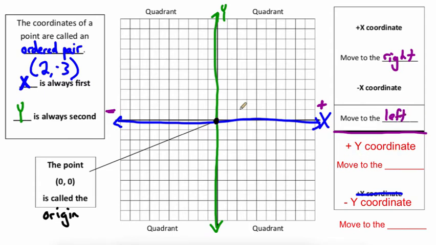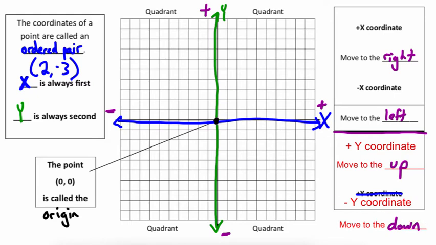Now, your y is going up and down. So if your y coordinate is positive, positive is going up. Think of an elevator. If you go up in an elevator, the numbers start getting higher. So a positive y means moving up, and moving down is going to be a negative y. So if your second number, your y coordinate, is negative, that means you're going to count down.